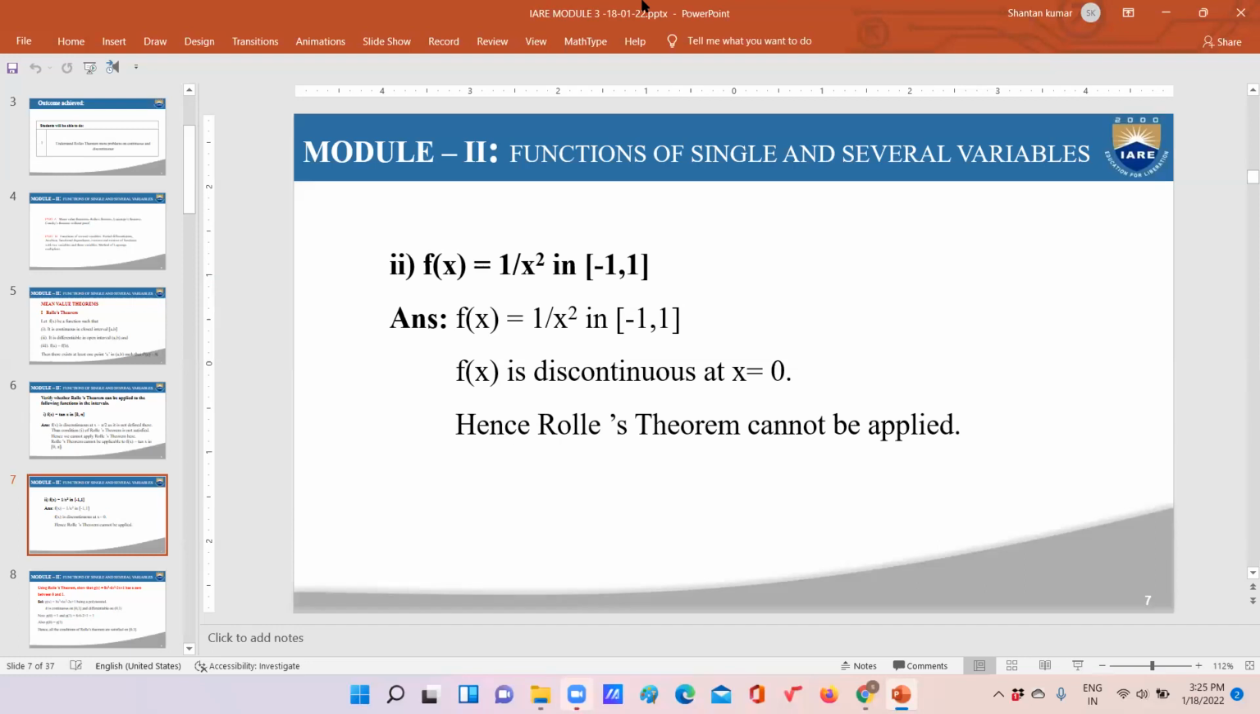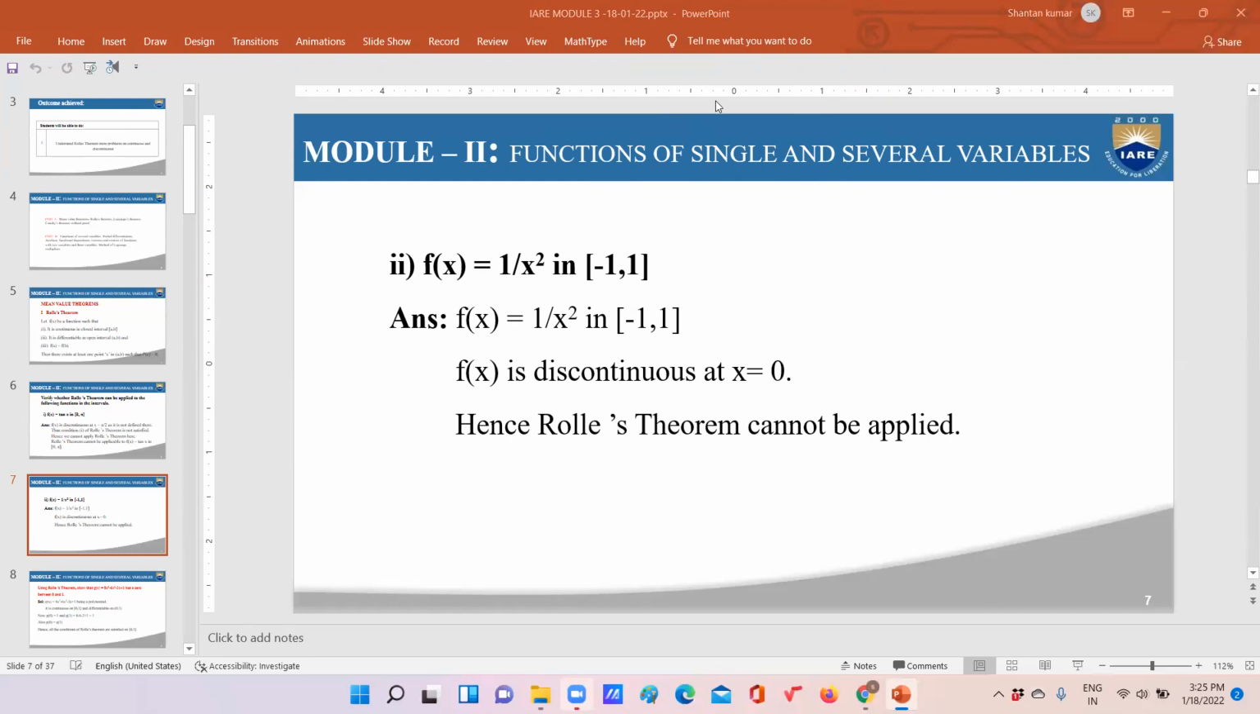Yes, sir. 1 at 1. Okay, what is the f of minus 1 at 1? F of 1 is? 1, sir. So f of minus 1 at 1 is also 1. At least you tell me what is x equal to 0 at?